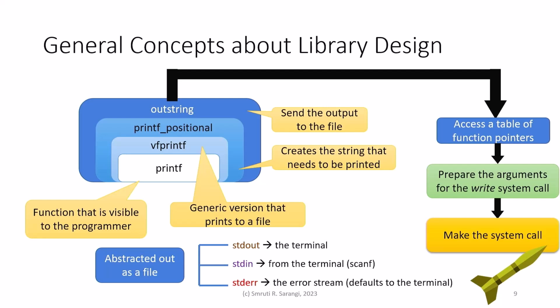So let us take a look at it. Don't look at the entire diagram. You'll not be able to understand it. So kindly follow my pointer. So we are abstracting things out as a file. Stdout is the terminal, stdin is the input, stderr is the error stream, which again defaults to the terminal.